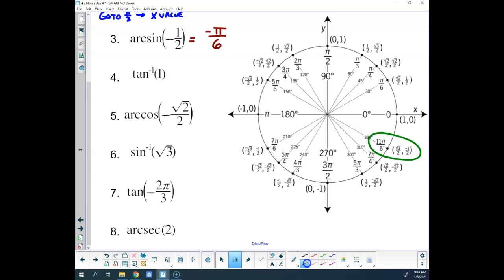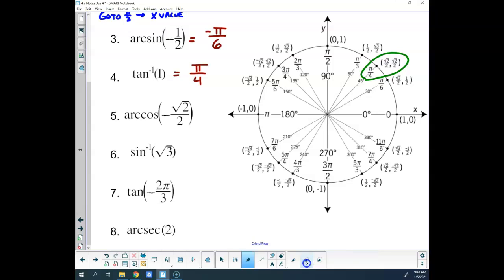Inverse tangent of 1, where are x and y equal on the right half of the circle? That would put me right here at pi over 4. That is within my output range. So this one is pi over 4.